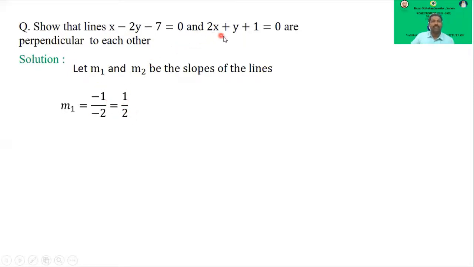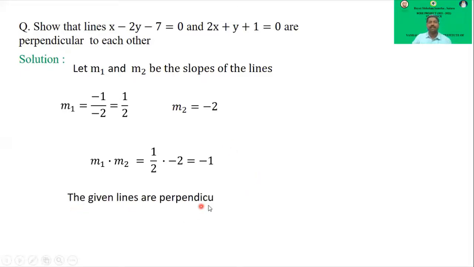And the slope of the second line, m2, for 2x plus y plus 1 is equal to 0, is minus coefficient of x, 2, upon coefficient of y, 1, so minus 2. Now m1 into m2, 1 by 2 into minus 2, that is minus 1. So therefore we know that if the product of the slopes of the lines is minus 1, then those lines are perpendicular to each other. So the given lines are perpendicular to each other.